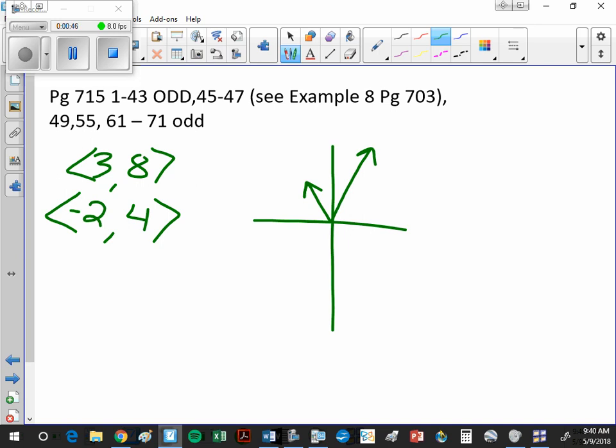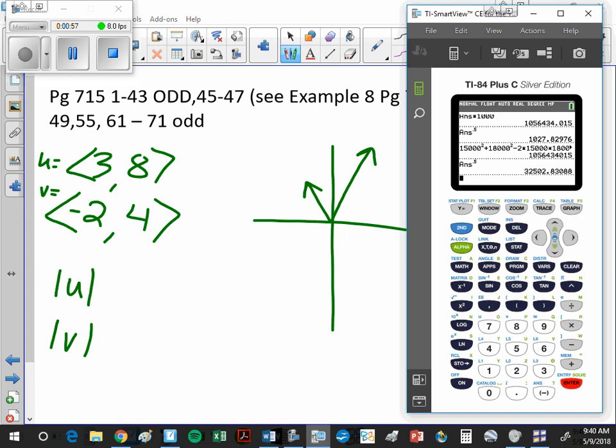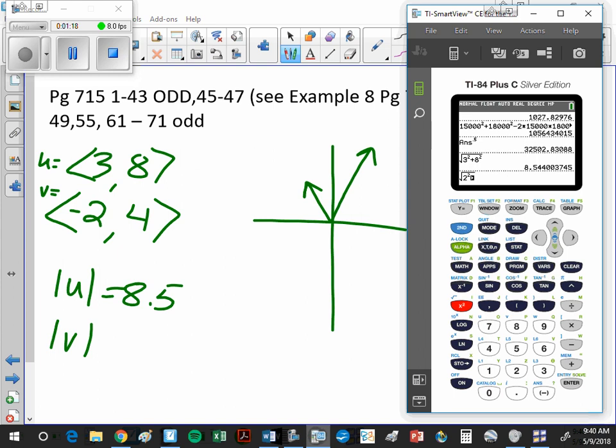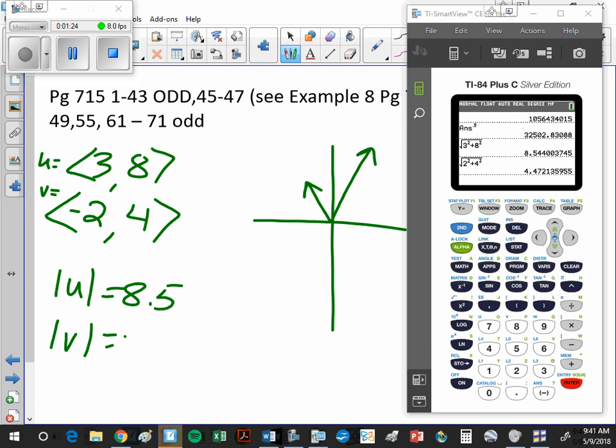What's the magnitude? If I called this u and this v, what is the magnitude of u and the magnitude of v? We're just going to use the Pythagorean theorem. So the square root of 3 squared plus 8 squared. So u is 8.5 units. And I don't need to worry about the negative when I'm finding magnitudes, so I'll just do the square root of 2 squared plus 4 squared, and I get 4.47.